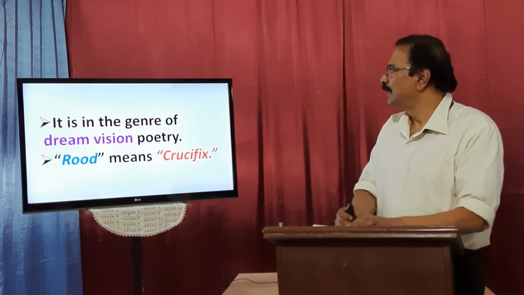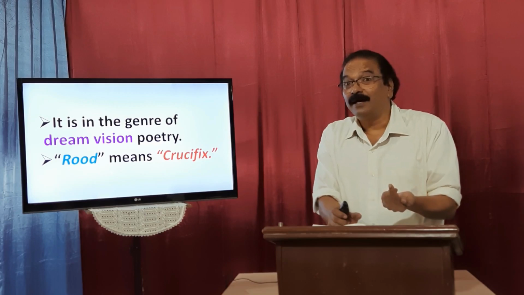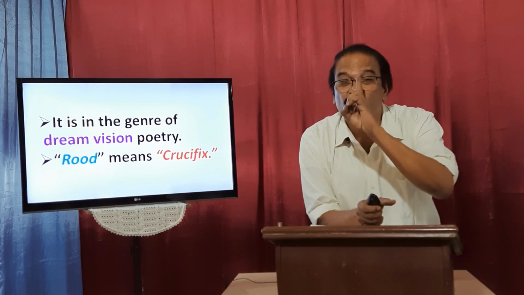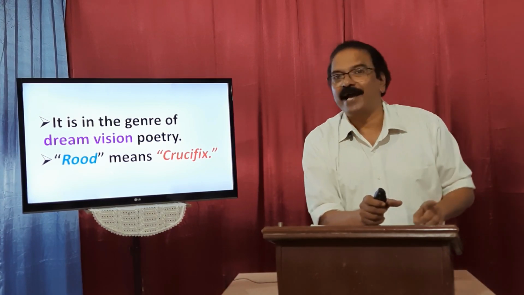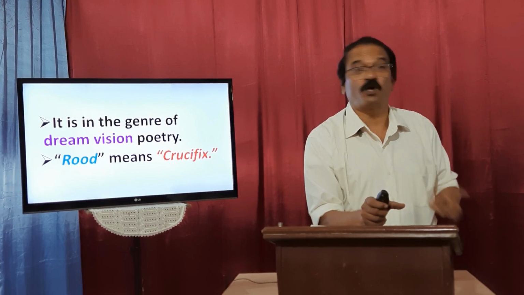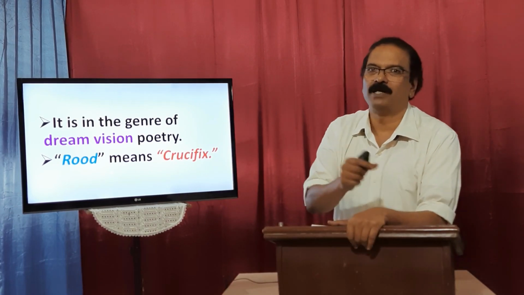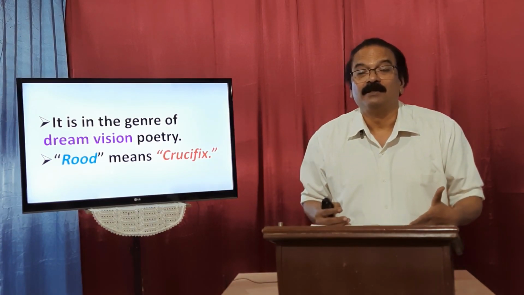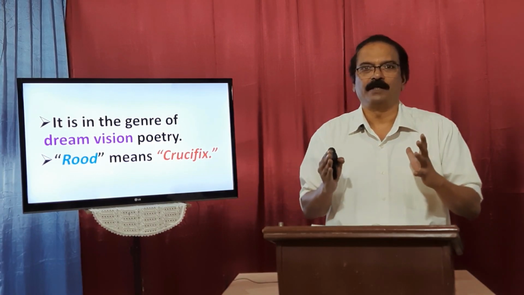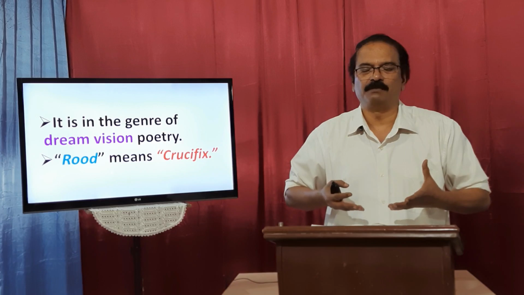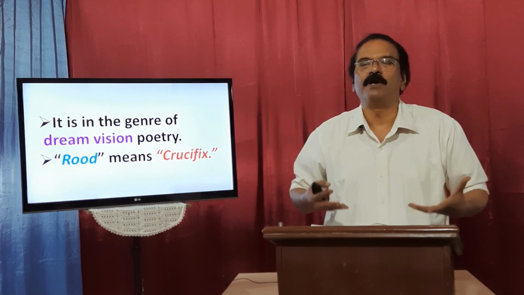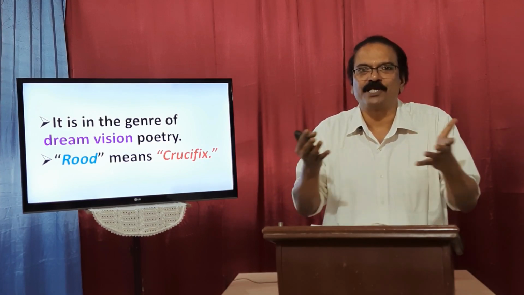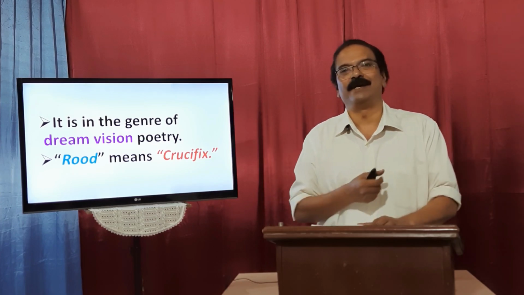But this is written in the Dream Vision genre. What is this Dream Vision genre? This is very important from the examination point of view. You will find this genre being practiced by Chaucer in many of his poems. All that when we come to Chaucer. Now, what is Dream Vision genre? It means the narrator or the poet imagines himself or herself in a state of dreaming. In that dream, something happens, and whatever the poet wants to say is presented through a dream. That is known as Dream Vision genre.